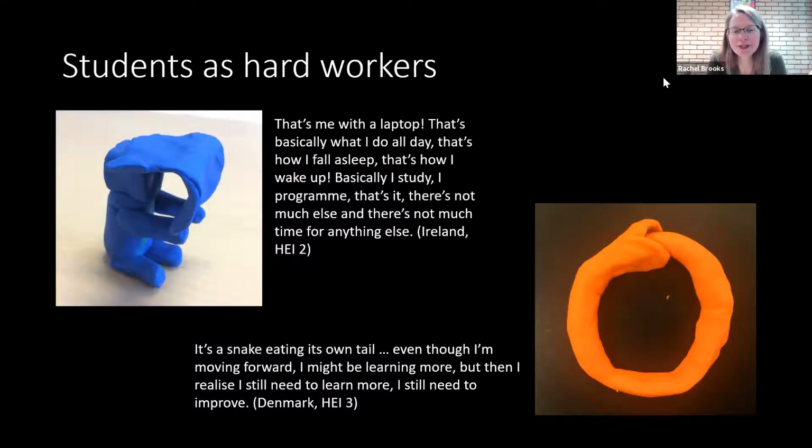And then the other model is a snake eating its own tail. And the student said, even though I'm moving forward, I might be learning more, but then I realize I need to learn more and I still need to improve. So this kind of continuing cycle of needing to learn more. And although some students acknowledged that hard work could lead to tiredness, a lack of time for other pursuits and other negative consequences, most tended to discuss it in positive or at least neutral terms, with many appearing proud of the commitment that they were showing to their degree programmes.